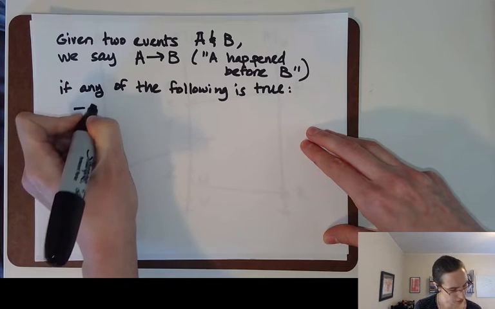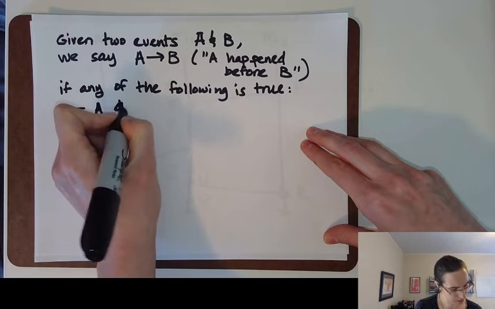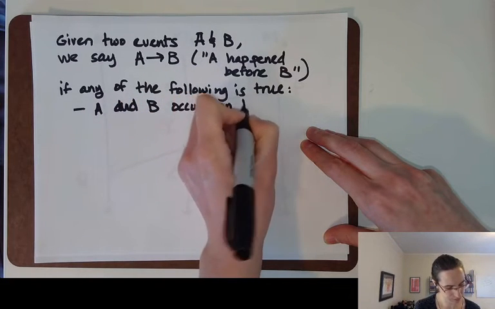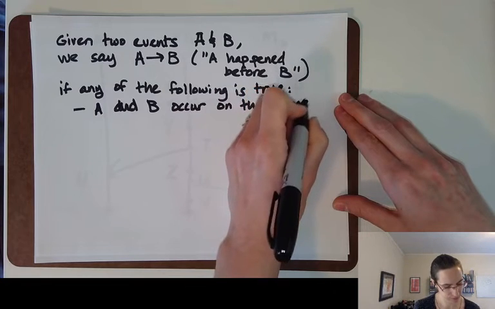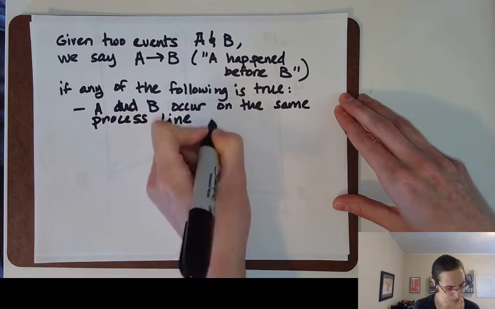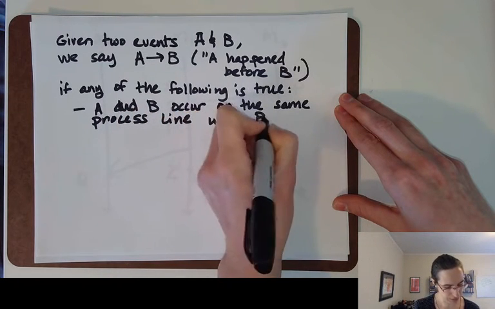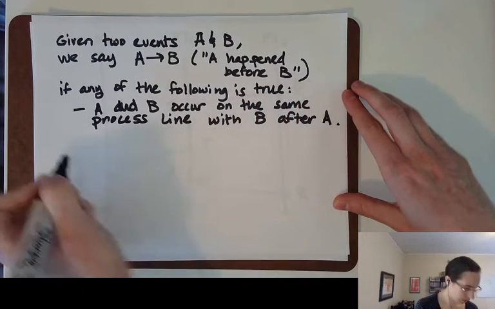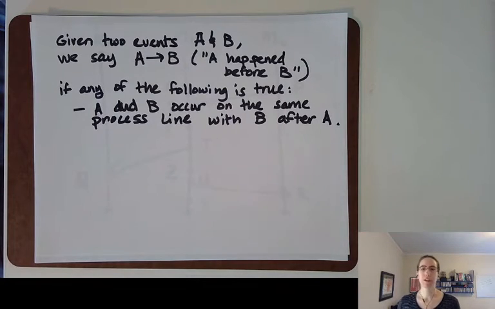First one is the one that we've already talked about. So A and B occur on the same process line, with B after A. So that's the first part of the definition, but there's more. Does anybody want to guess under what other conditions we can say A happened before B?